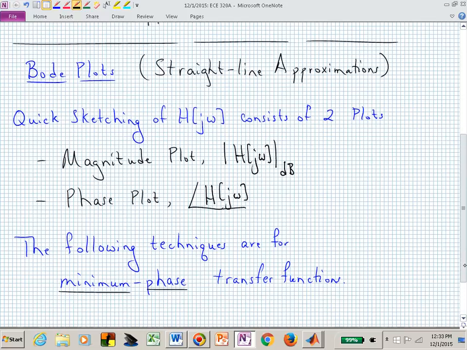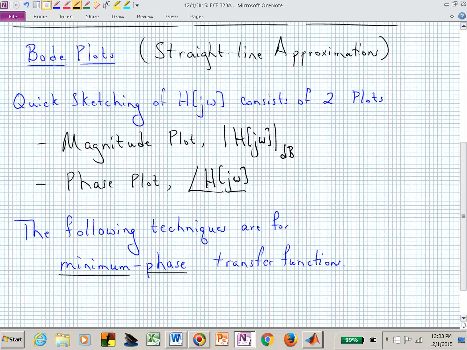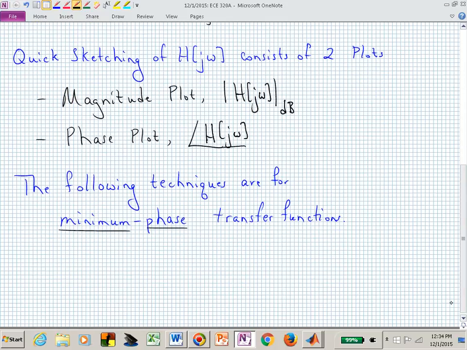And the techniques that we are developing today are for minimum phase transfer functions. Do you remember what minimum phase means? If I said the system needs to be stable, I hope you remember what that means. What does that mean? Where are your poles? If the transfer function H(s) is stable, what are we saying about the poles of that transfer function? They're in the left half plane of the complex s-plane.